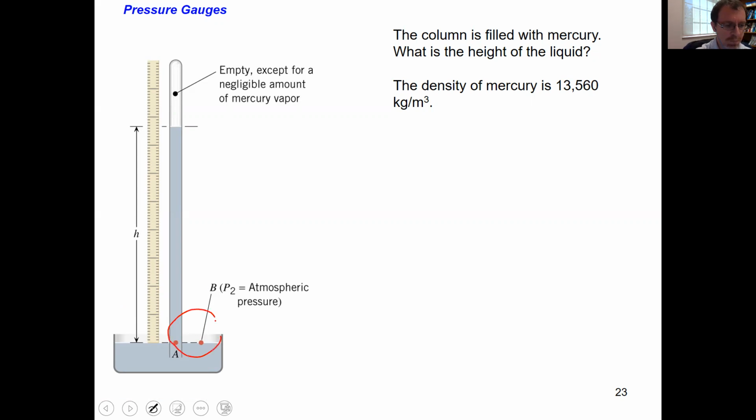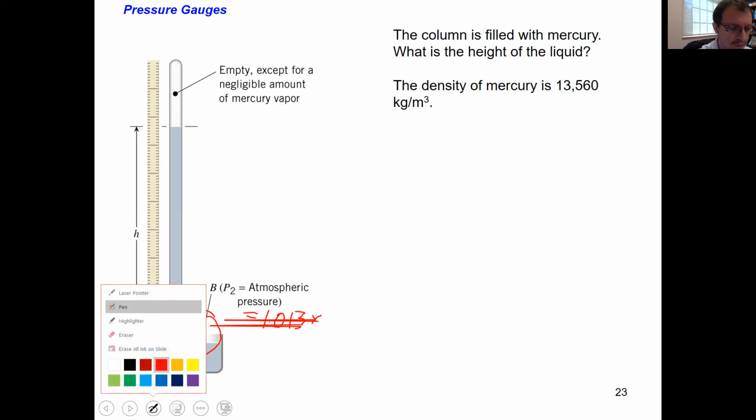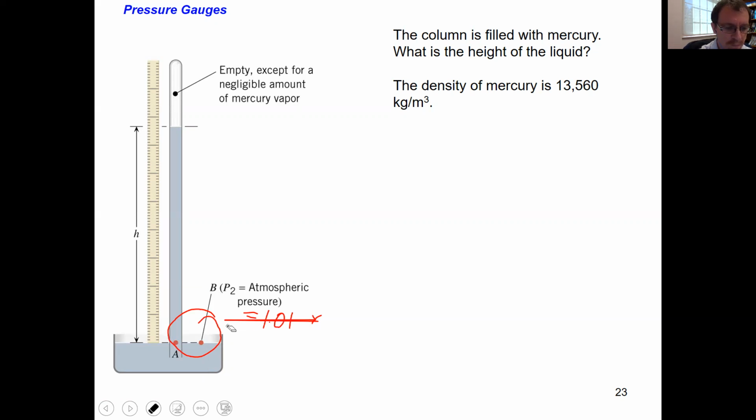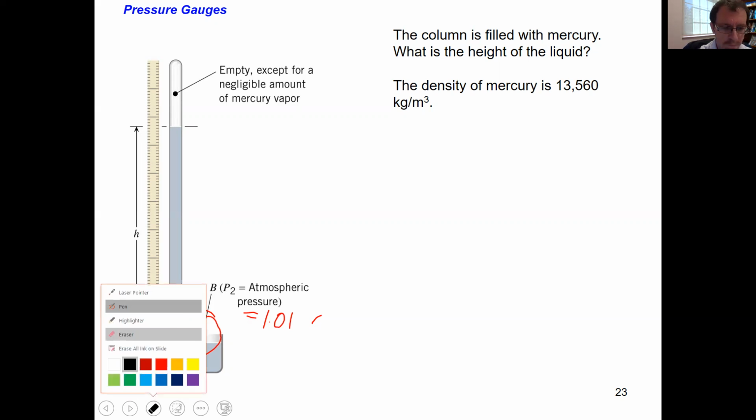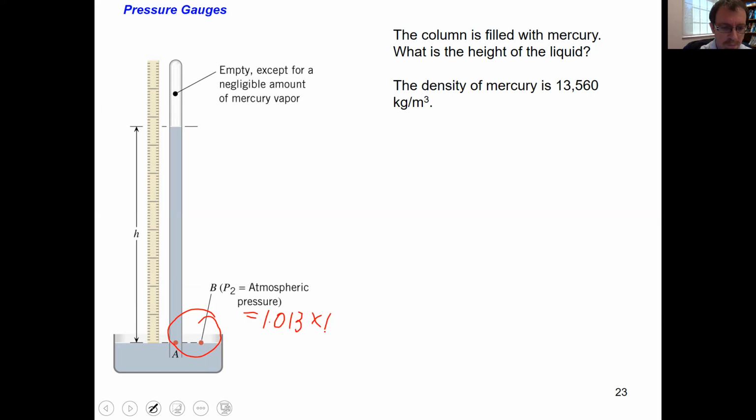I know that at the bottom, there, the part that circled the A and the B, that my atmospheric pressure, maybe I've determined it from some other source, maybe I pulled out the app on my phone, that this pressure is atmospheric pressure, and we'll just use atmospheric pressure at sea level. We'll say that's 1.013 times 10 to the 5th pascals. Okay, so that's our atmospheric pressure at sea level.